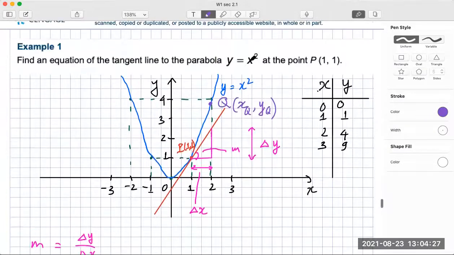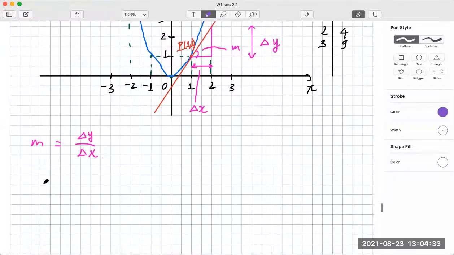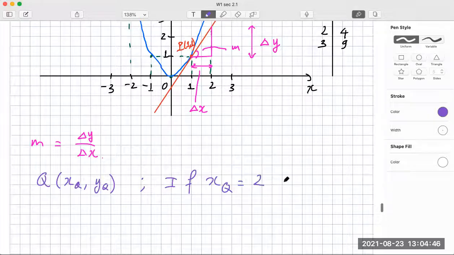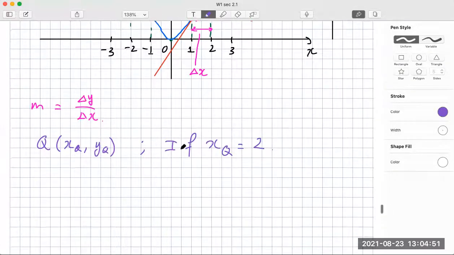So according to this, let us suppose that xQ is given at the position x is equal to 2. What is yQ?